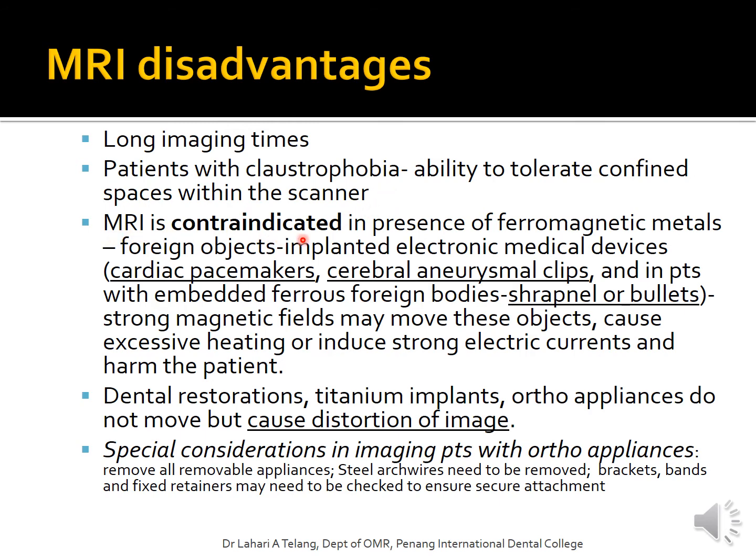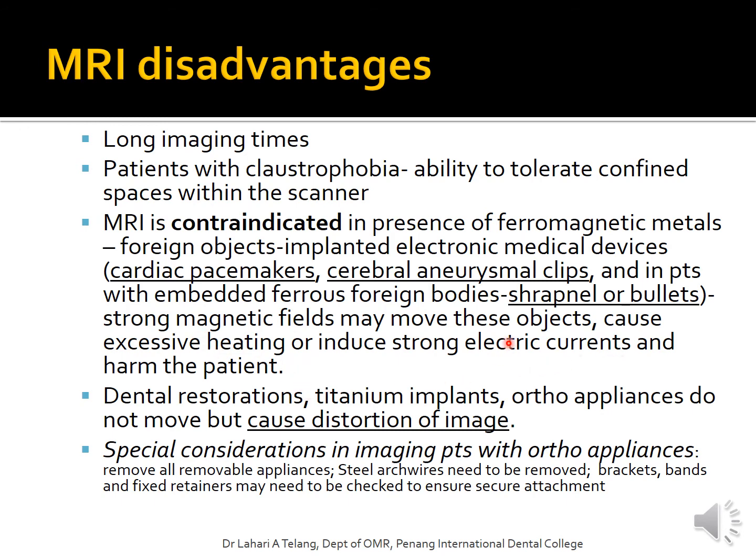MRI is contraindicated in the presence of ferromagnetic metals. For example, foreign objects which are implanted electronic medical devices like cardiac pacemakers, cerebral aneurysmal clips, and in patients with embedded ferrous foreign bodies like shrapnel or bullets. What happens is the strong magnetic fields that are created in an MRI may move these objects. It could also cause excessive heating or induce strong electric currents which can harm the patient.